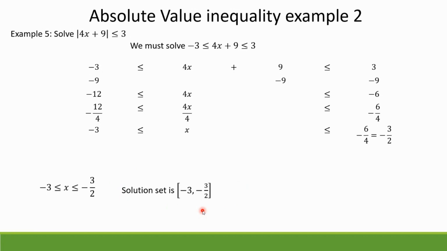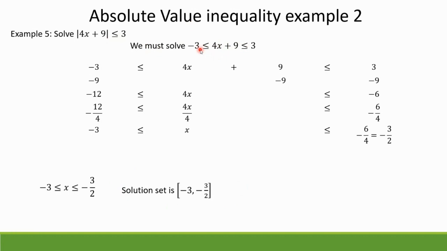Okay. Here's another one. Let's do this one. It's really the same idea, right? You have 4x plus 9 in absolute value less than or equal to 3, right? So from here, we get 4x plus 9 less than or equal to 3 and greater than or equal to negative 3, right? That's what we have to do.